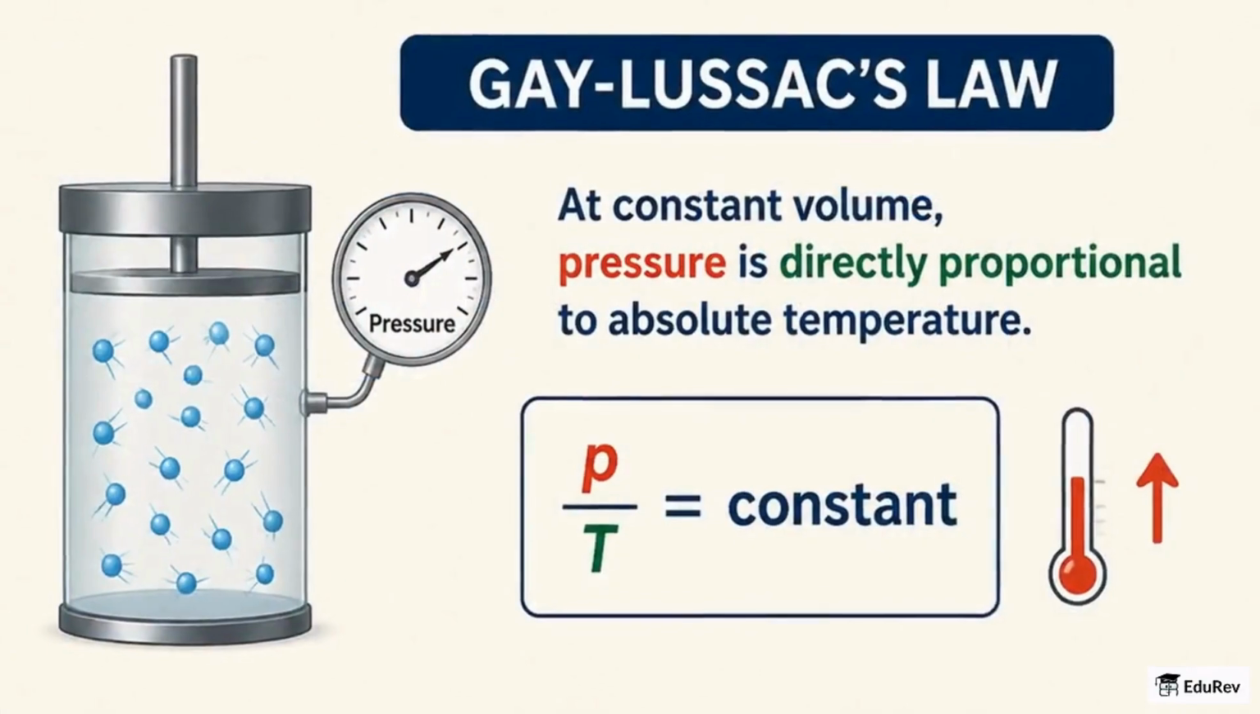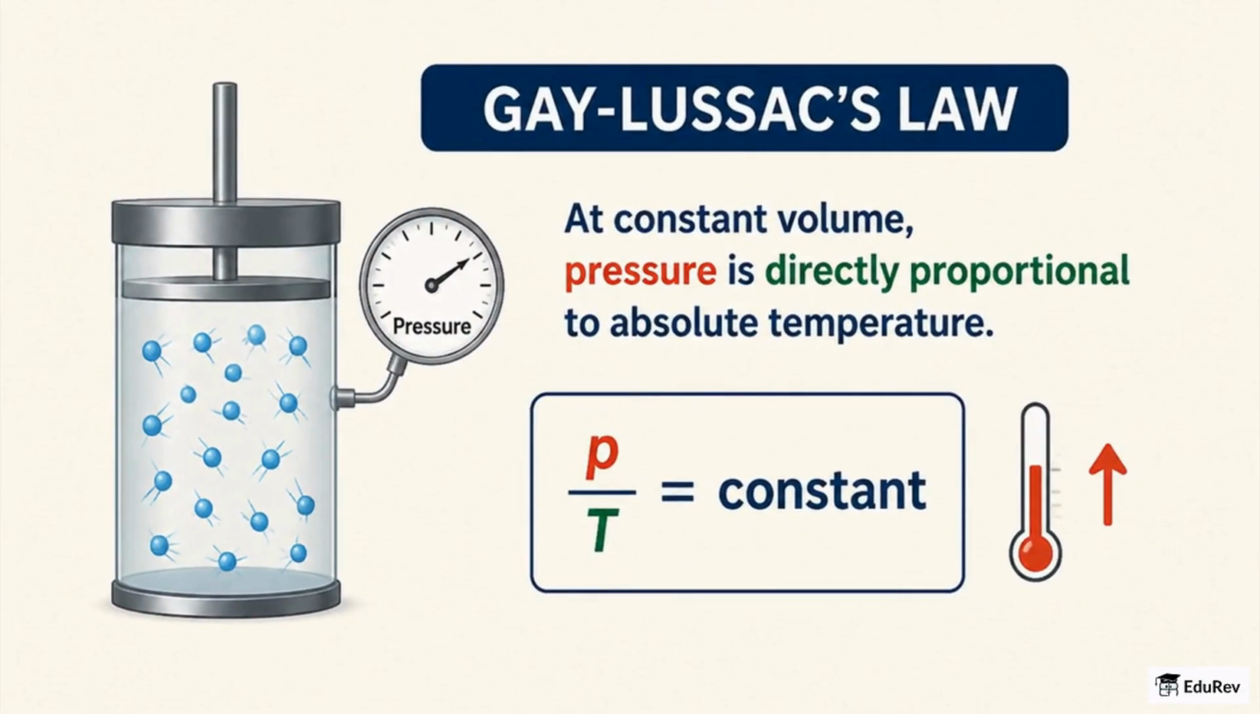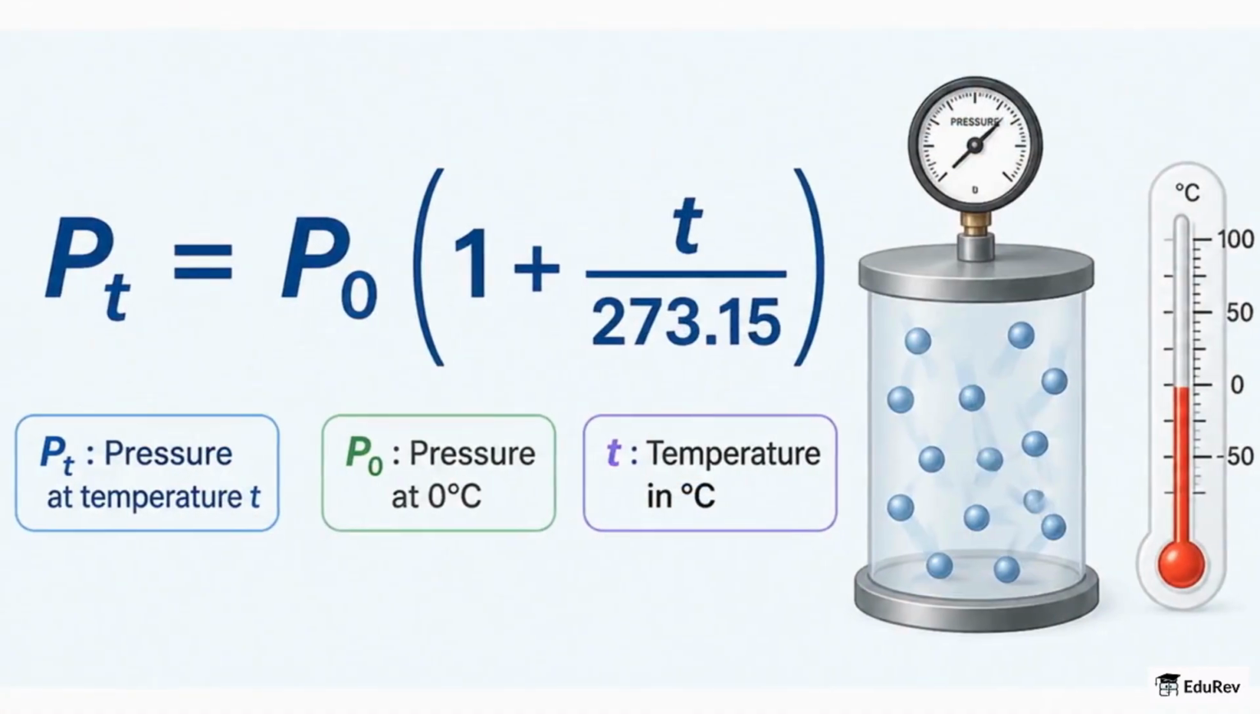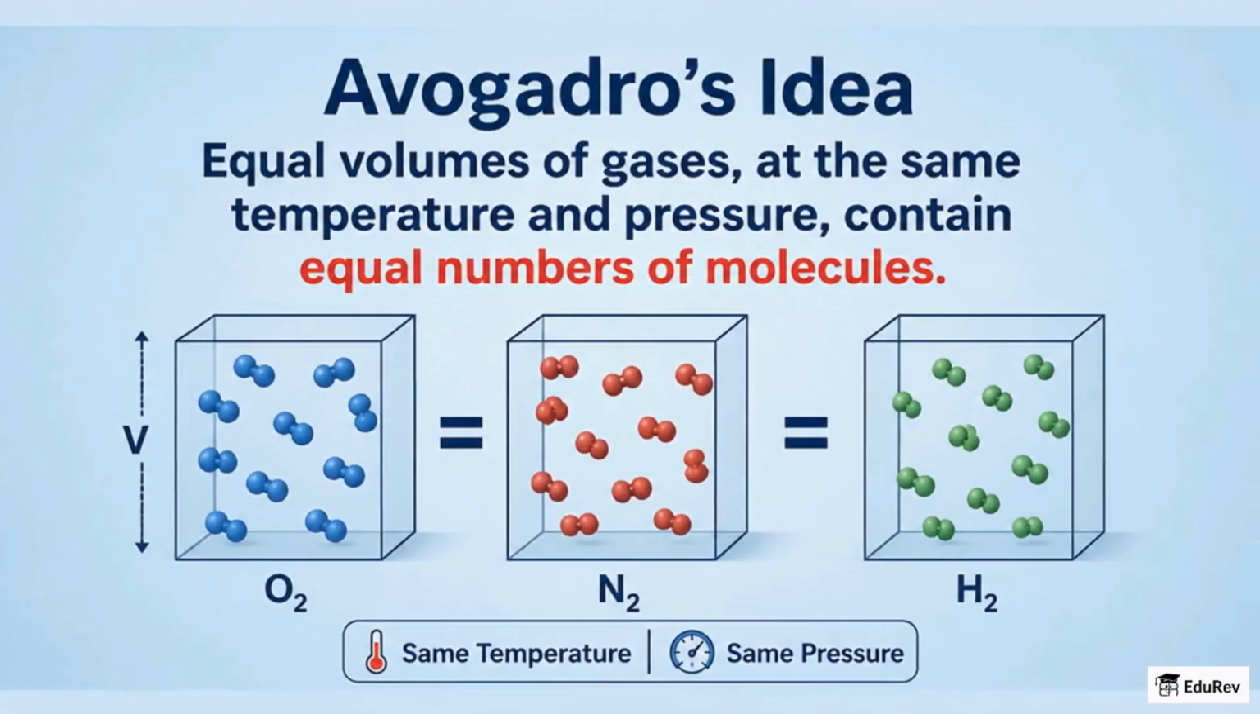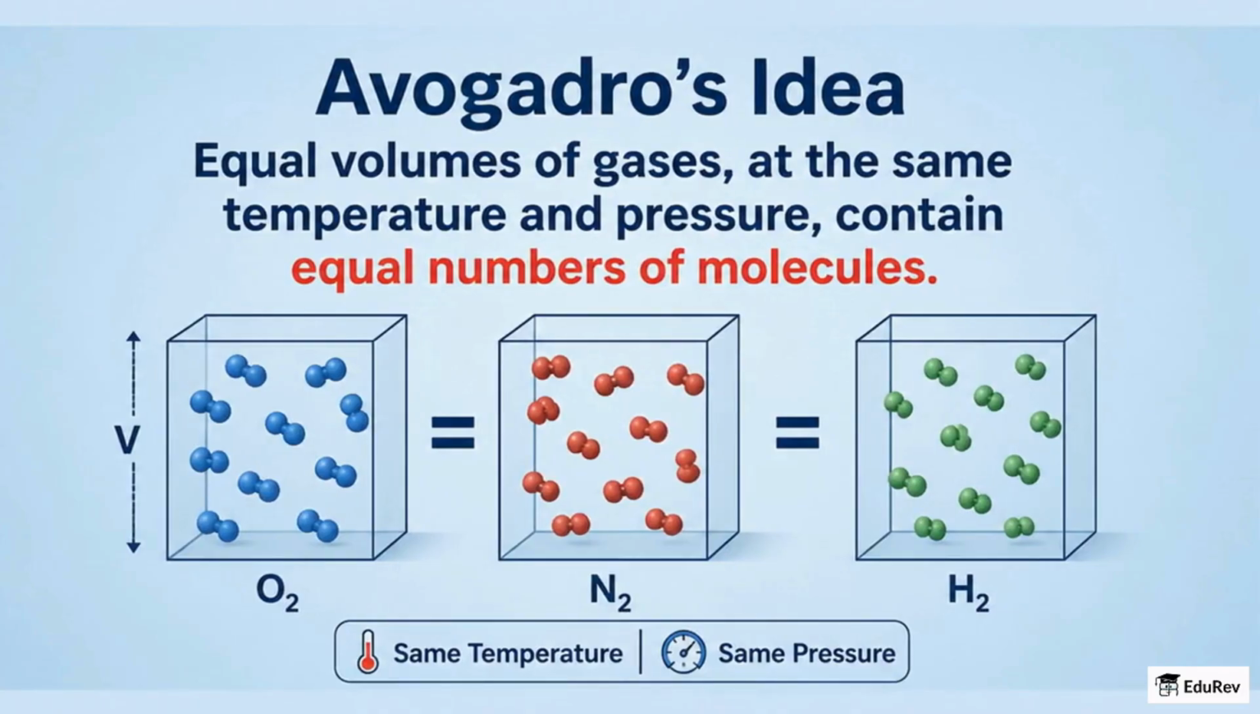273.15. Gay-Lussac's law says that at constant volume, pressure is proportional to absolute temperature. So P divided by T equals constant. Thus, P at temperature T equals P at 0 degrees times the quantity 1 plus T divided by 273.15. Avogadro's idea is that equal volumes of gases at the same temperature and pressure contain equal numbers of molecules.